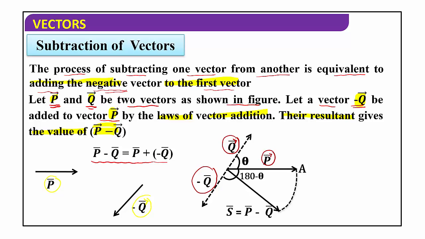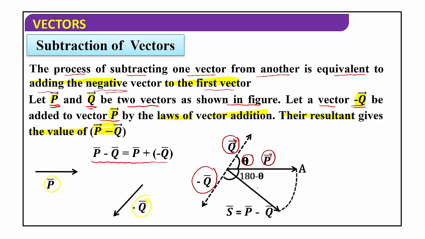The angle between vector P and Q is taken as theta. Here we have to find the subtraction of vectors, so I am going to consider the negative vector, that is minus Q. The total angle is 180, so the angle will be 180 minus theta. So this is the resultant vector. Is it clear? The resultant vector means it is the subtraction of vectors.